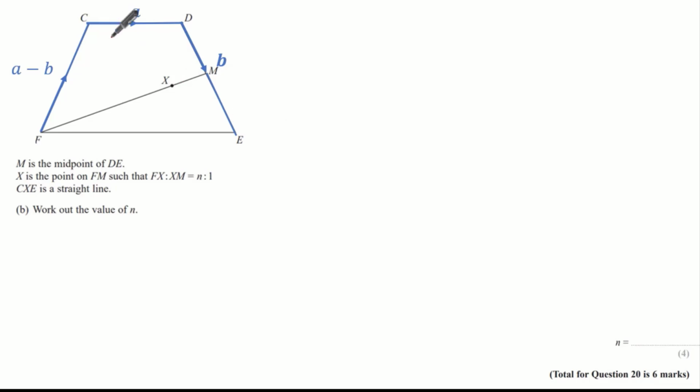So let's start by identifying what we know. Well, we know F to X is n, and X to M is 1. We also know we have the diagonal line C to E. Now looking at our vector F to X and X to M, it doesn't really help us.